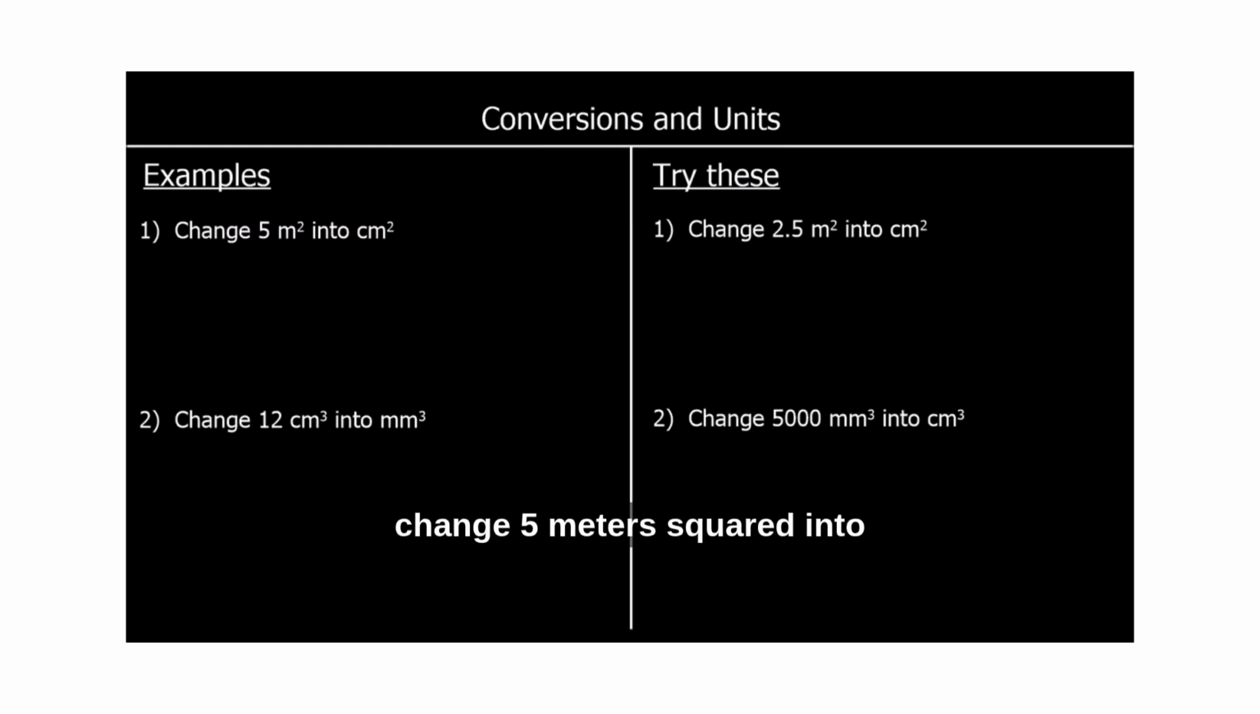And the last example, change 5 meters squared into centimeters squared. So let's think about 1 meter squared. So 1 meter squared means 1 meter by 1 meter. A square, 1 meter by 1 meter. That's 1 meter squared.